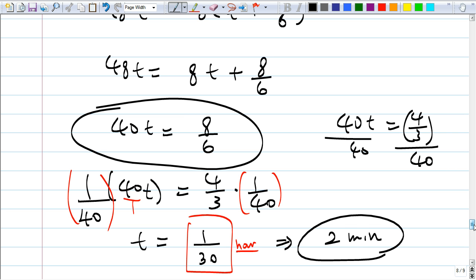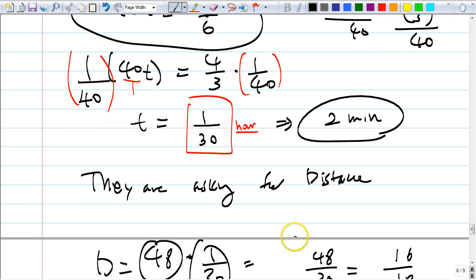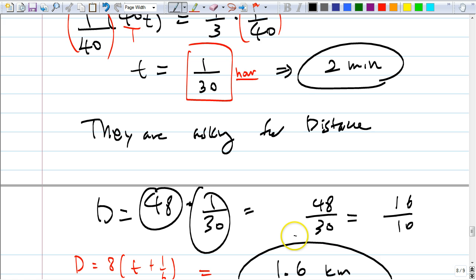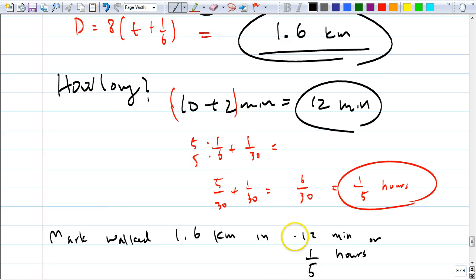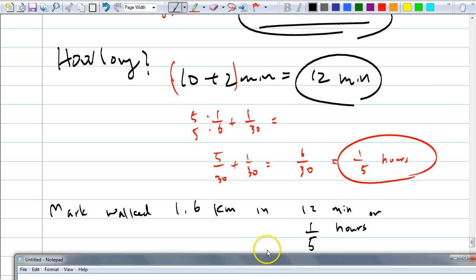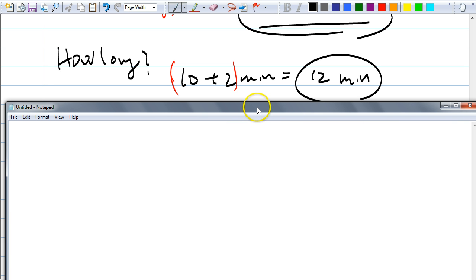1 over 6. Now, if I know this is 2 minutes, then you could add that to 10 minutes, right? But there are two ways to think of it. Here is how long he walked, right? If you know that it was 10 minutes, then you could add 2 plus 10, which is 12 minutes.